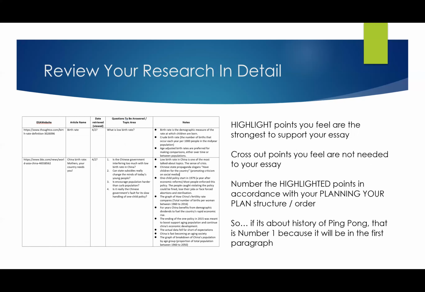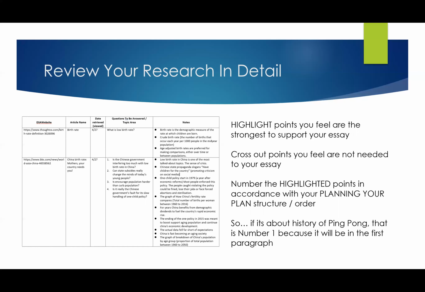So the next thing we're going to do is review our research in detail. So I'd suggest getting a highlighter or a different coloured pen. The first thing you want to do is highlight the points you feel are the strongest to support your essay. So highlight the information from your research that you think is really, really important. Cross out points that you feel are not needed. For instance, if you go on a little bit too much about health, or you talk about the diet of a dolphin that might not be overly relevant, or if you have information about whales when your essay is about dolphins. So cross out the points that you think are not related or not needed in your essay.